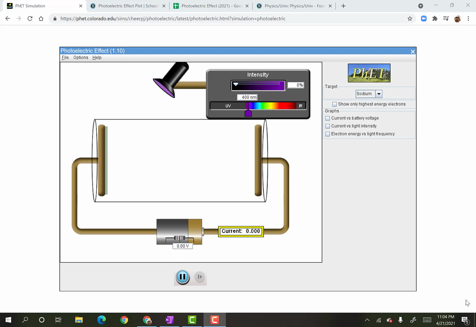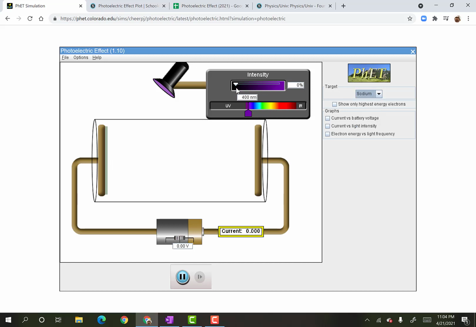Hi everybody, this is just going to be a little demonstration here about how to graph your electron energy versus light frequency graphs. So as you guys have probably seen now, right now I have sodium. You guys are going to choose between zinc, copper, platinum, or calcium metals. That's the metal that you have here.